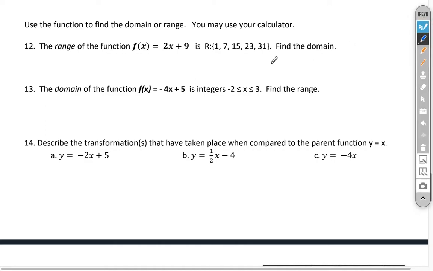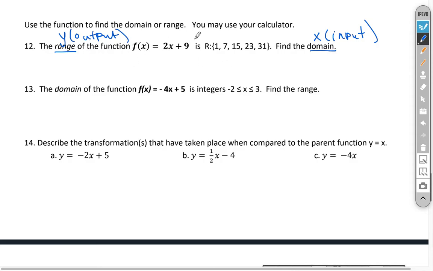All right, so we've got the range of a function, and it wants us to find the domain. So remember that range is our y value, or an output, and domain is our x value, or an input. So it gave us a range, and it gave us a function, and it wants us to find the domain. So all we're doing is plugging in these numbers for y to solve for x.